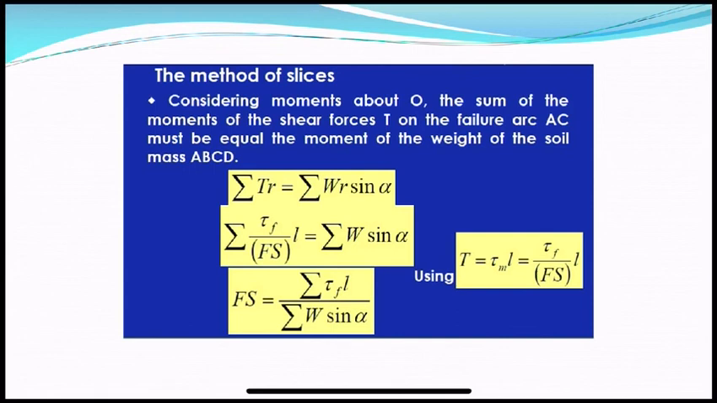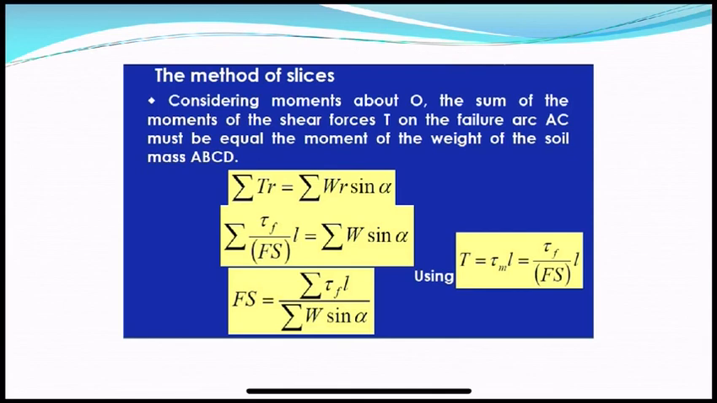So, rearranging these terms, the factor of safety is equal to sigma tau f into L divided by sigma W sin alpha, that is, the resisting portion divided by the driving, or disturbing, portion. In this way, this is the form in the limit equilibrium.